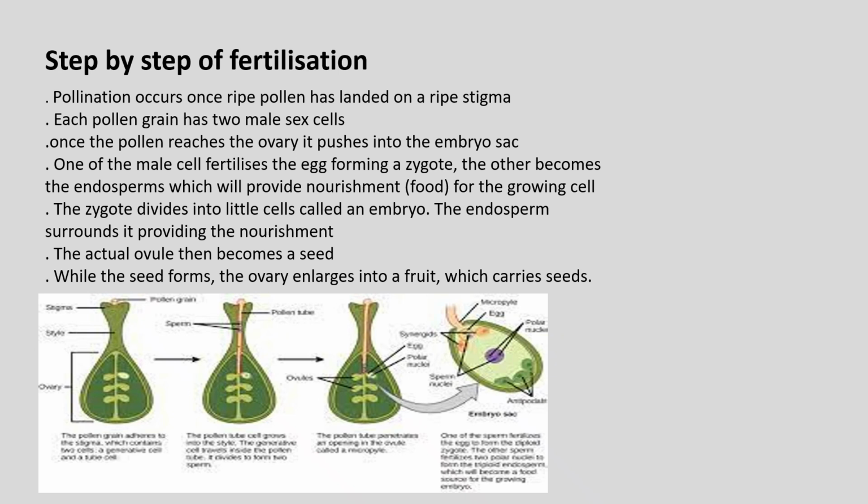The zygote divides into little cells called an embryo. The endosperm surrounds it, providing the nourishment. The actual ovule then becomes a seed. While the seed forms, the ovary enlarges into a fruit which carries seeds. If we look at the diagram below, we can see step by step how pollination occurs.